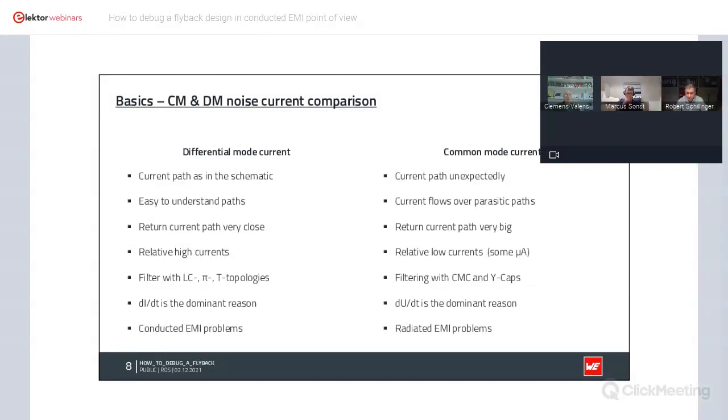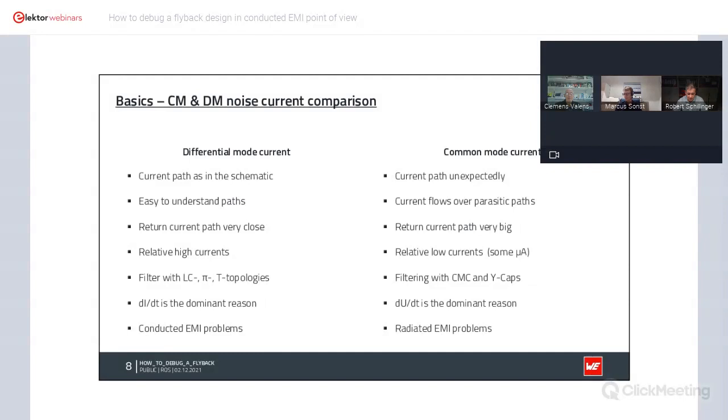On the other side, the common mode current paths are sometimes unexpected. We have a lot of coupling and parasitic paths. The return path or return current path can be very, very big. We spoke about relatively low currents. Only some microamps are enough to get in trouble with common mode.